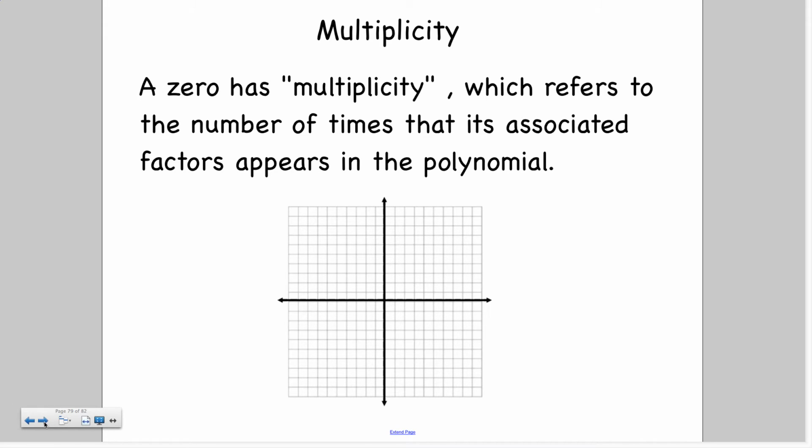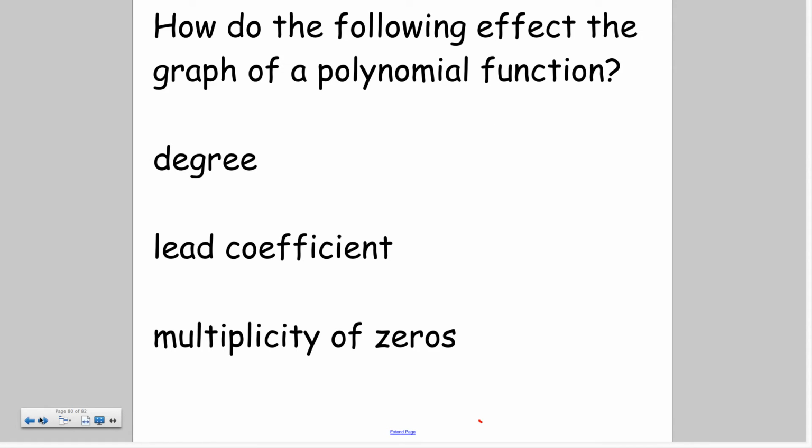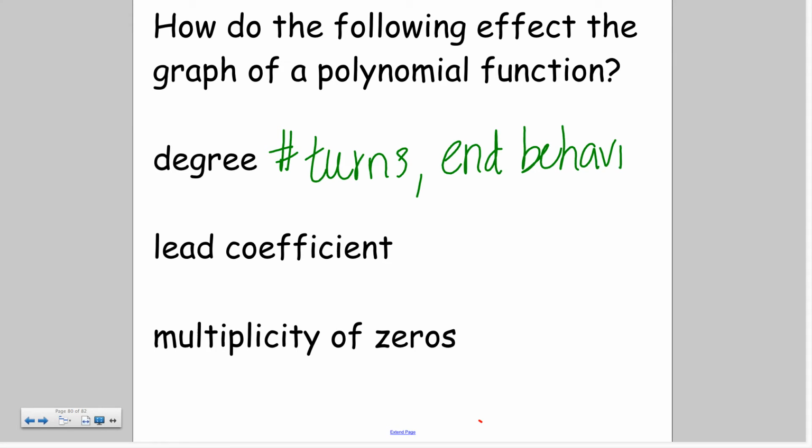Alright, on page 37. How do the following affect the graph of a polynomial function? So this page is kind of a summary. The degree, that highest exponent, tells me the number of terms and my end behavior. Where's it going? That leading coefficient tells me how to start.